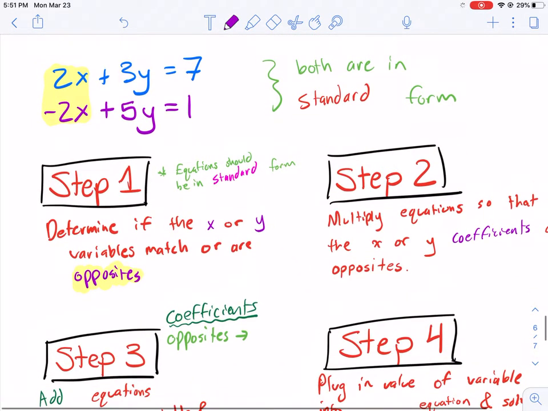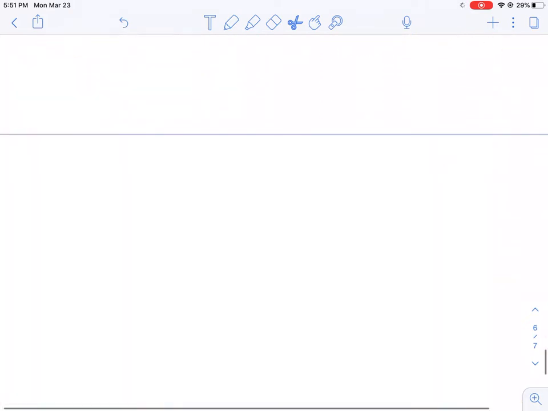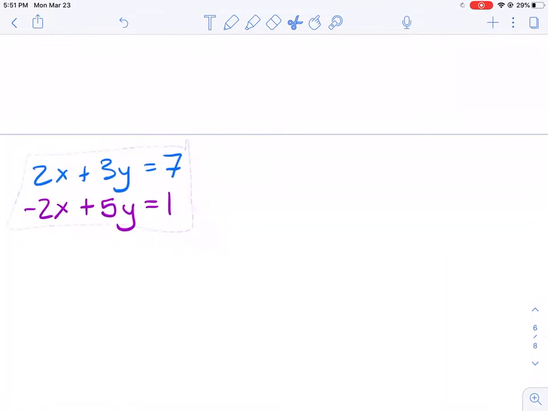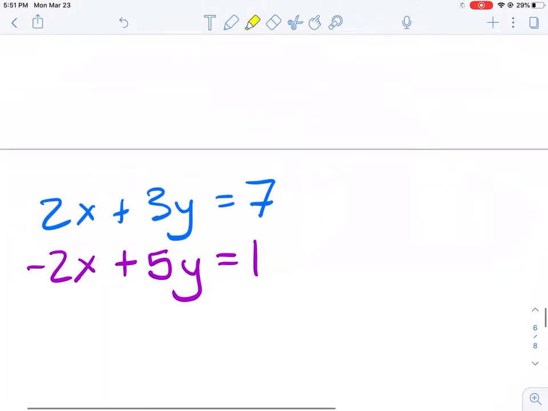So actually, let me go ahead, and I'm going to copy and paste this equation. You may not be able to copy and paste, but you can certainly write it. It's good for you. Now, you'll notice that we already determined that these are opposites. That's great. Okay, so we're doing well.